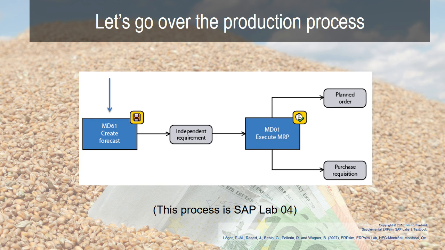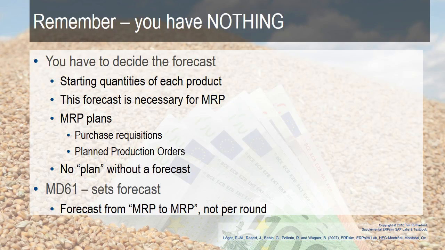So the first thing that you have to do to produce within the manufacturing game is create a forecast. This is your sales forecast. This is your replenishment level. It's the independent requirements for the finished goods. So it has a lot of different names. Many people just refer to it as the sales forecast. This falls under the category of sales and operations planning. Everything within a company comes from this forecast. So this is where everything comes from. This is the main point. So MD61 is the forecast, create forecast.